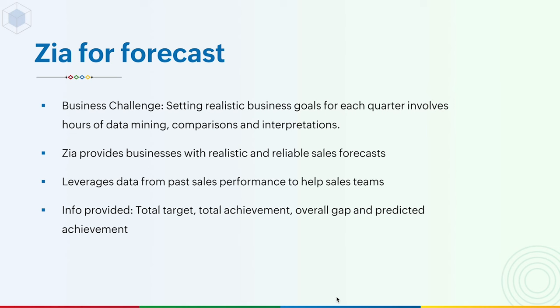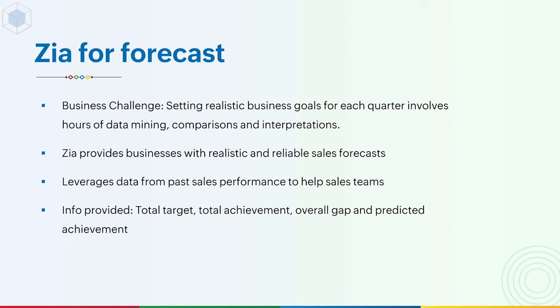ZIA for forecast. ZIA for forecast in Zoho CRM is an advanced feature that harnesses artificial intelligence and data analytics to provide precise sales forecasts. It is particularly beneficial for real estate agencies, among others. By analyzing historical sales data, market trends, and individual agent performance, ZIA can predict future sales outcomes with remarkable accuracy. These forecasts are continuously updated in real time to reflect changing market conditions, ensuring that businesses stay agile and responsive.